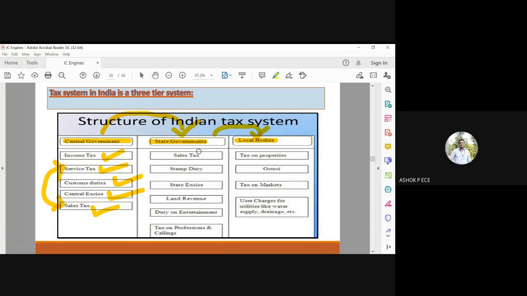And state government, we have sales tax. Same way they put sales tax for petrol, diesel, everything. Stamp duty. So if you sell properties in the state, you will have stamp duty. Similar to central excise, you have state excise. The land revenue, you have duty and entertainment tax, and finally tax on professions and ceilings. So you have professional tax to be paid. So all these are coming under the category of state government.